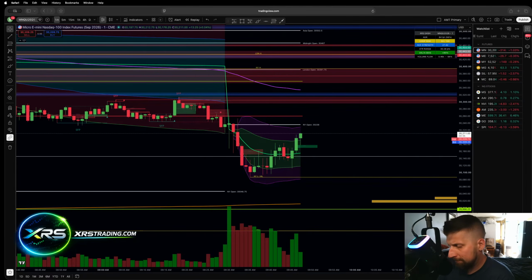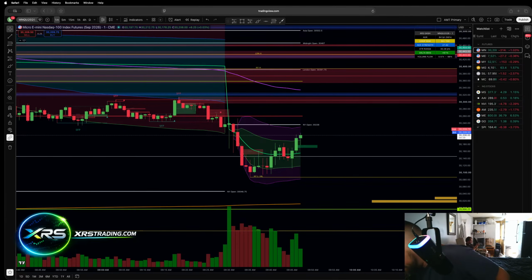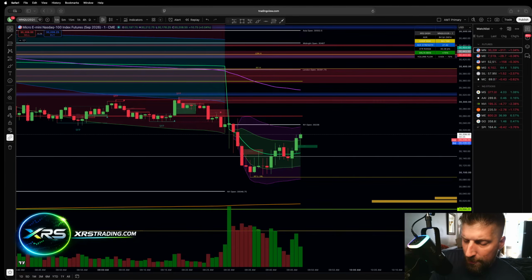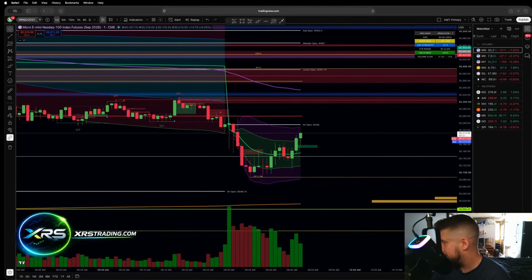Longed it. I was thinking about the same thing. I was thinking about longing it up to the opening price, 236, but I haven't pulled the trigger on it yet. I don't know. I think it's a good long though. I just hesitated on it. Now it's kind of a late entry.